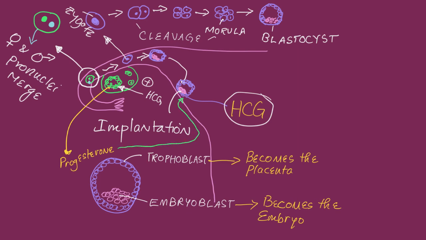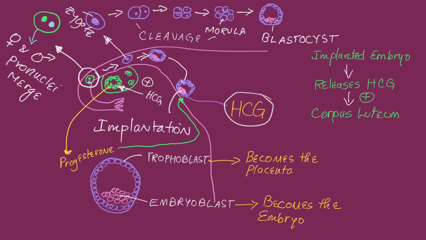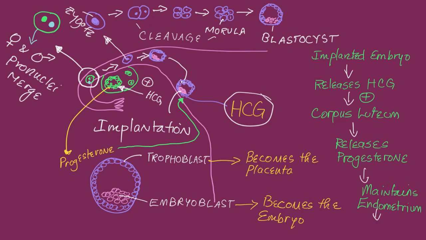So let's go over these steps one more time. Once the embryo implants, it releases HCG. HCG then activates the corpus luteum and maintains it. The corpus luteum releases progesterone. Progesterone maintains the endometrium, and once the endometrium is maintained, there is no menstrual period, and the woman is officially pregnant.